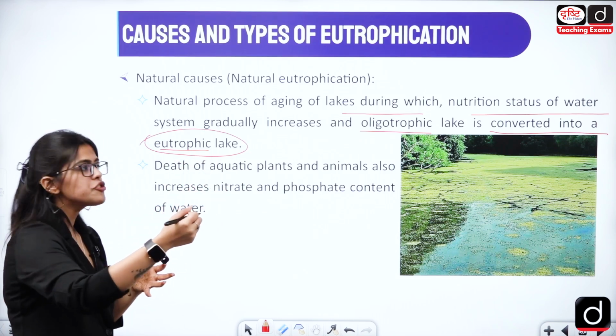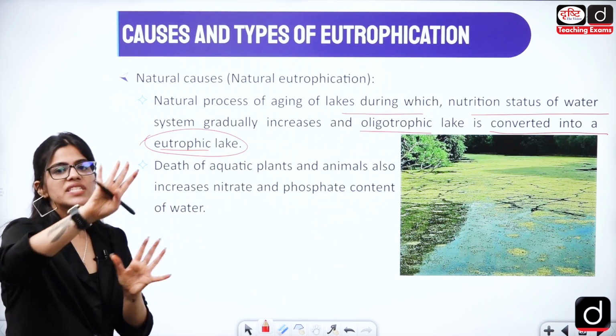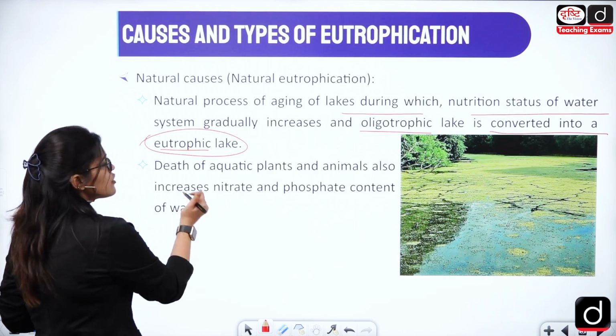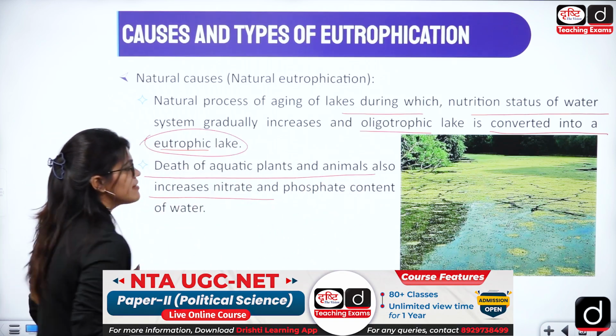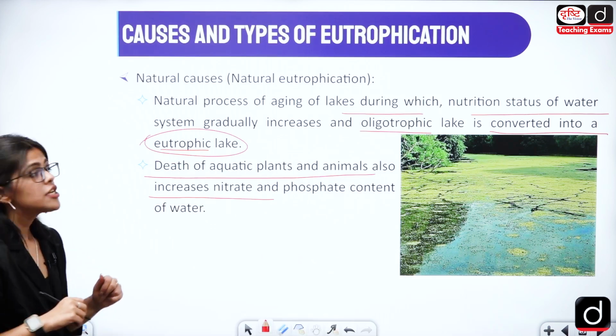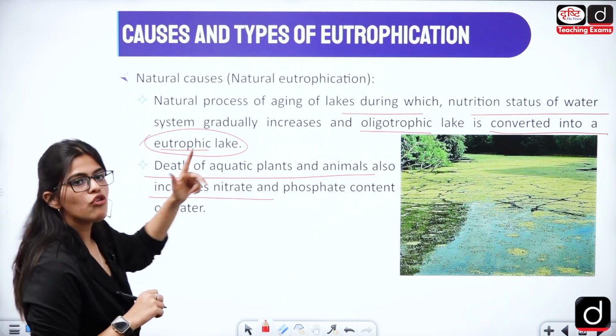A hyper-eutrophic lake is a condition where a lot of nutrients are added. So that's the most extreme condition. The death of aquatic plants and animals also increases the nitrate and phosphorus content in the water. So these are the two natural causes that can cause eutrophication of the lake.